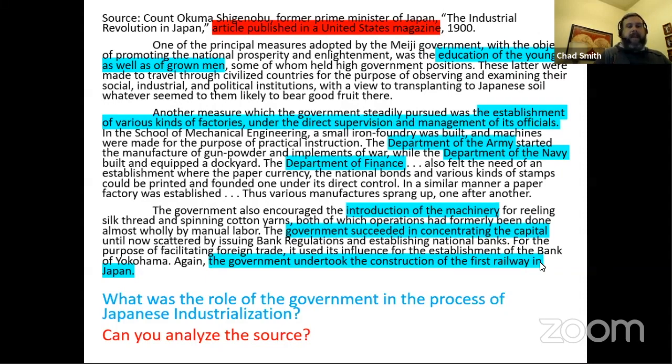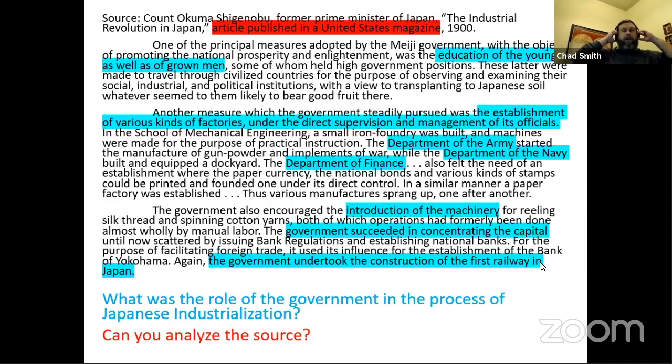Finally, the government begins the process of machinery, of using capital, which is another word for money that can be put into business, and for even the construction of the railway. So just like in Russia, the Japanese industrialization was a state-directed and managed process.